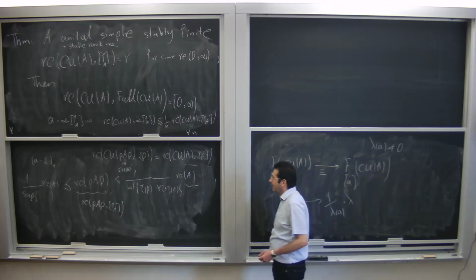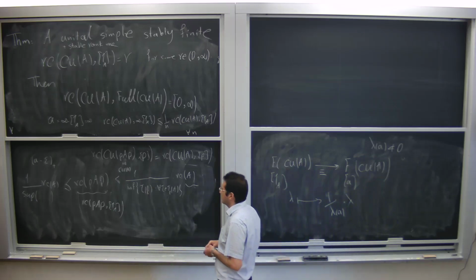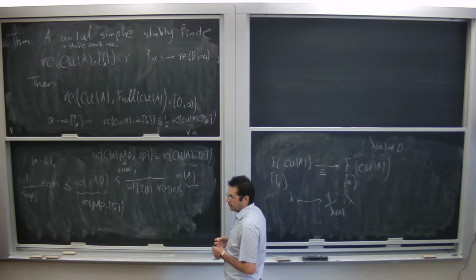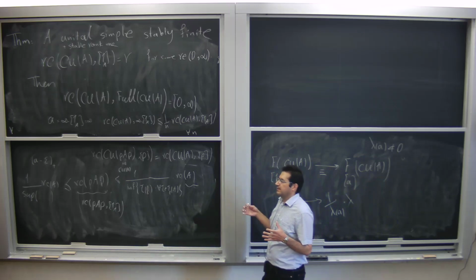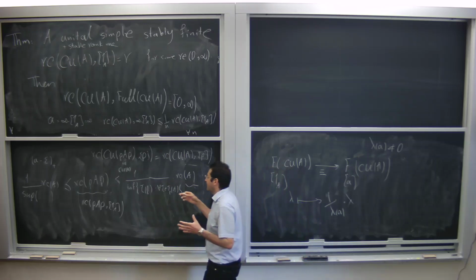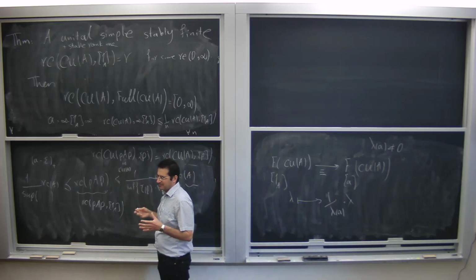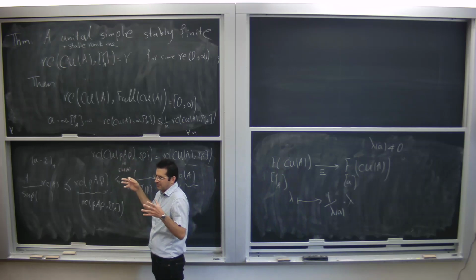Okay, but what if I take not a projection, but some positive element and I look at the corresponding hereditary subalgebra? So what can you say about that? I think if this C-star algebra is a full hereditary subalgebra, again we can say that the Cuntz semigroups are the same. Then CU of A and CU of, let's call it B, are still the same, right?